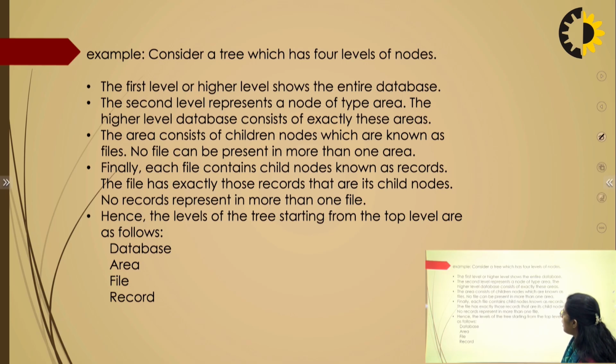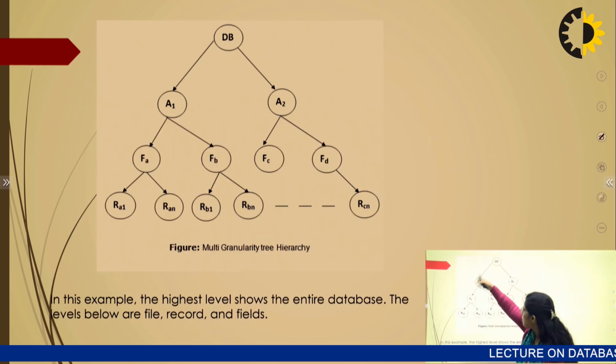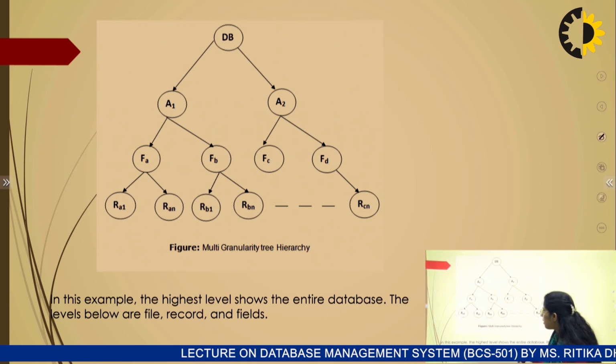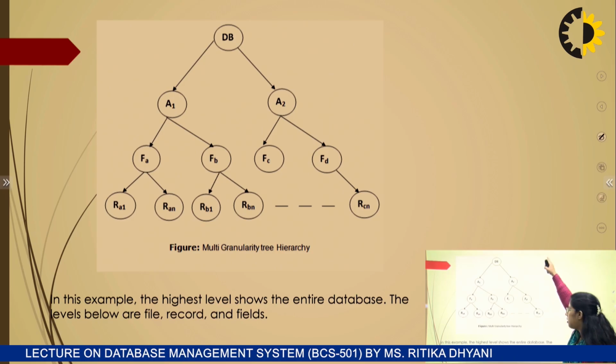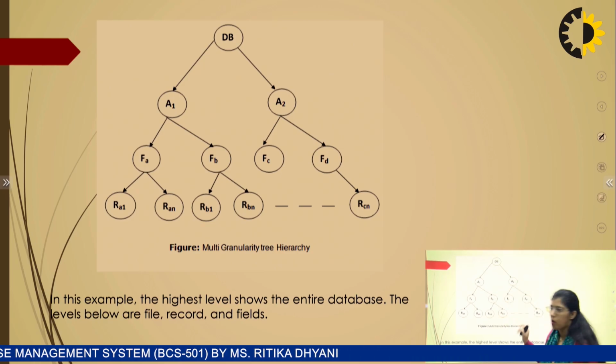So here you can see, this is the database. Then this database is divided into areas, and these areas will have some files, and a file will have some records, right? So in this example, the highest level shows the entire database, and the other levels are area, files and records.